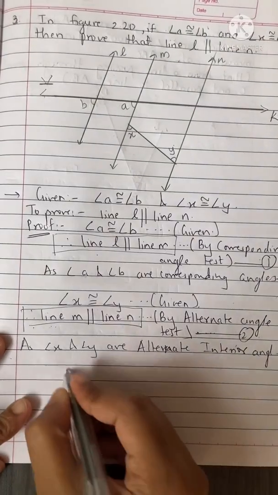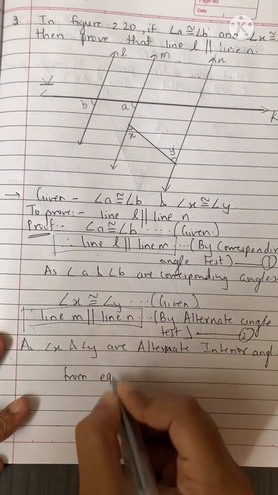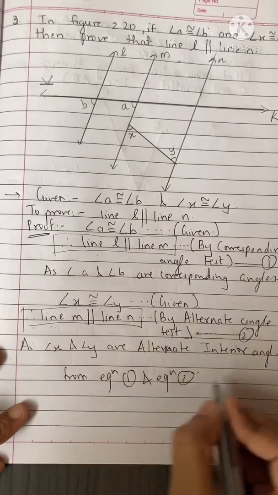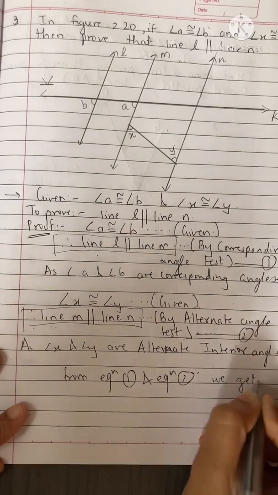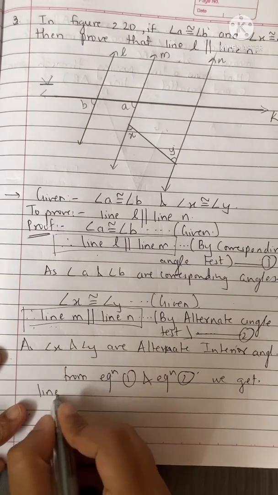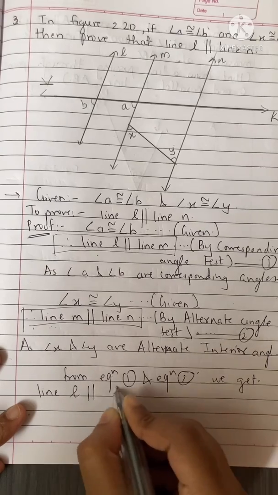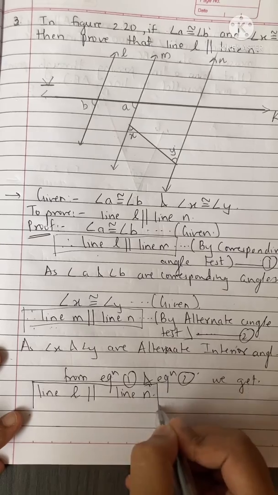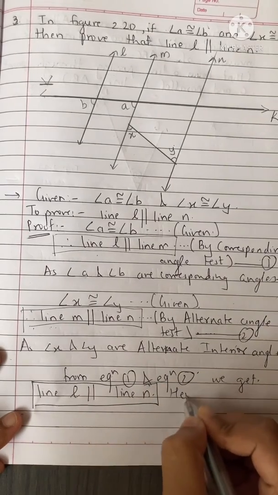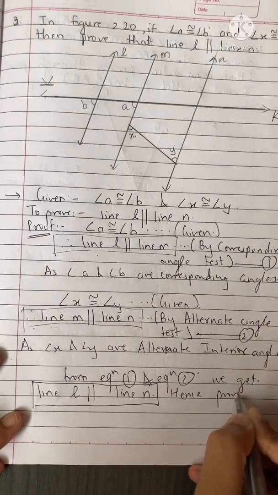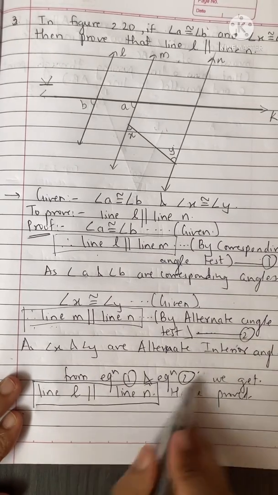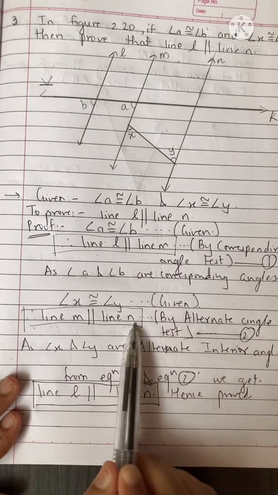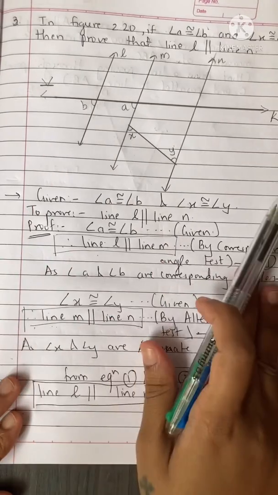So we have to write down, from equation 1 and equation 2, we get line L parallel to line N. Okay. And you have to write down hence proved. So from 1 and 2 we get, if L is parallel to M and M is parallel to N, finally L becomes parallel to N. So this was very easy.